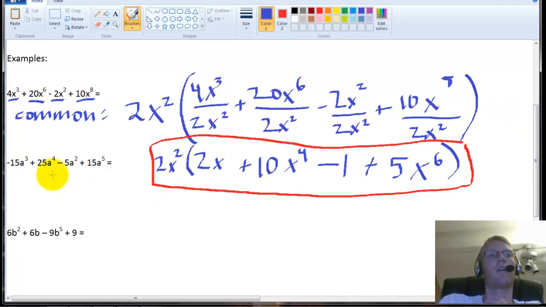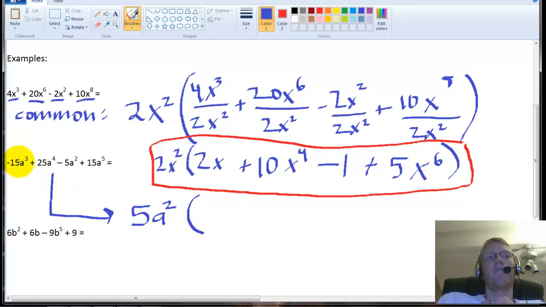Okay, now let's take a look at this guy. I'm going to do it right here. Okay, so look at what they have. I've got a negative 15, a positive 25, a negative 5, and a positive 15. I think it's easy to see they all have a 5 in common. Now look at the variables. A to the third, a to the fourth, a to the second, a to the fifth. The biggest thing they all have in common is an a squared. It's the highest power that they all share. Now we're going to try to go straight to the answer.